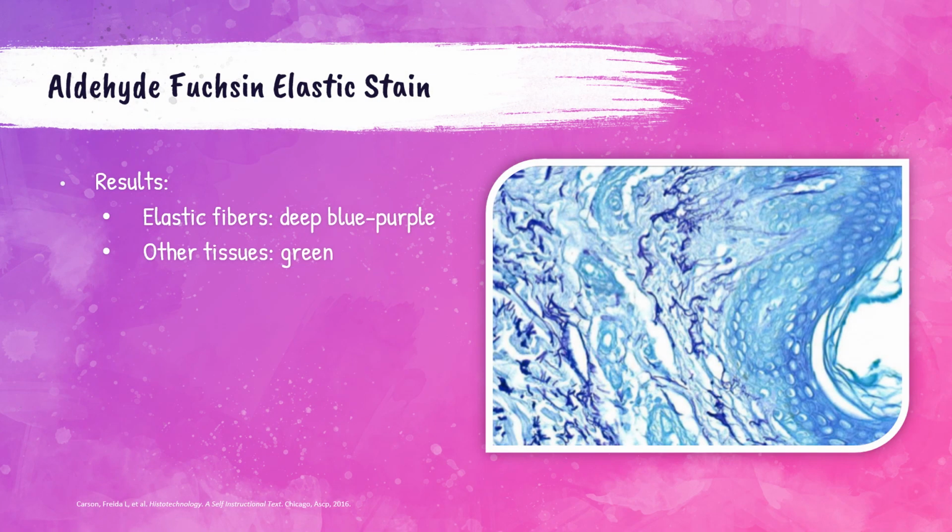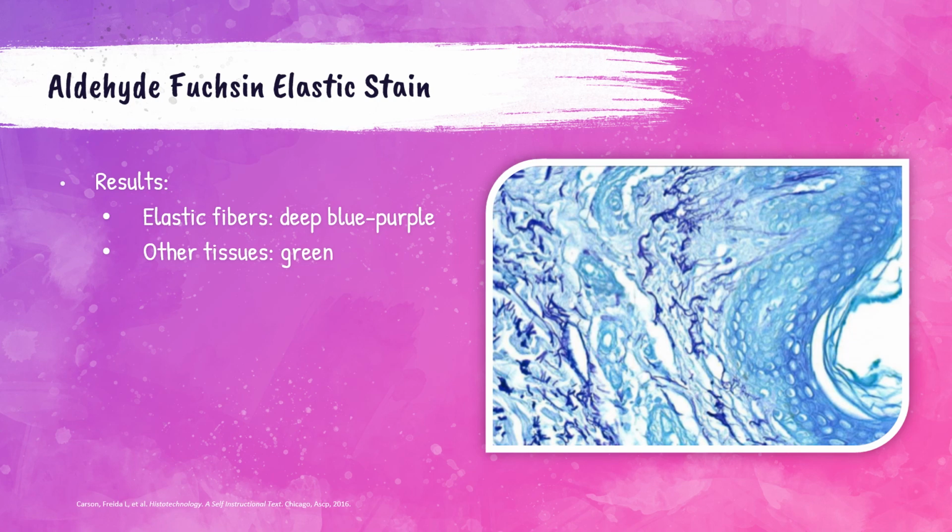When stained with the aldehyde fuchsin elastic stain, elastic fibers will be deep blue to purple in color, and other tissues will be green. This photo shows a skin section that is stained with this stain. Elastic tissue here is stained a dark purple color, and this greenish, honestly, it kind of looks a bit blue in this photo, to be honest with you, but that is the epidermis and connective tissue of the dermis of the skin.